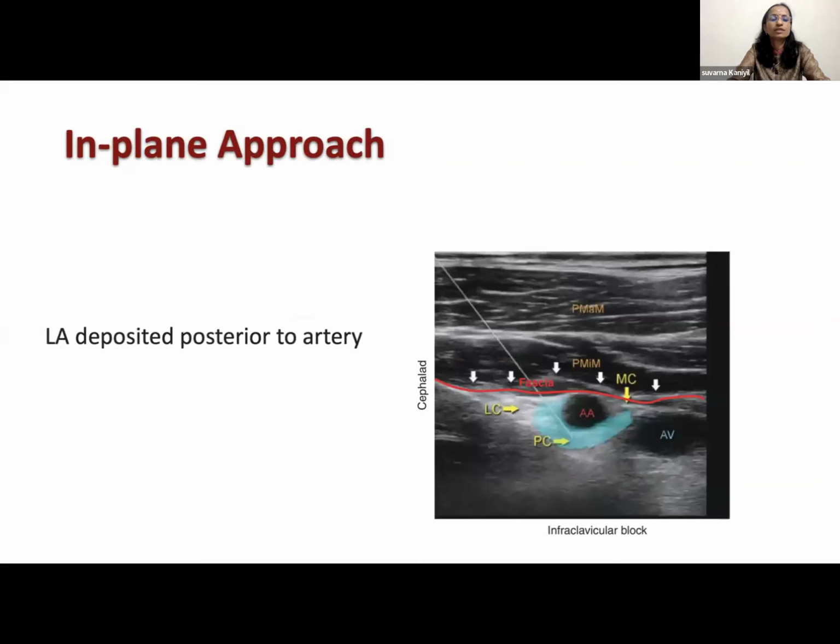You can see the local anesthetic is deposited mainly below the axillary artery around the posterior cord. It usually spreads in a U-shaped manner to cover the other cords also. If the spread is not adequate, you have to redirect the needle to block the medial cord.